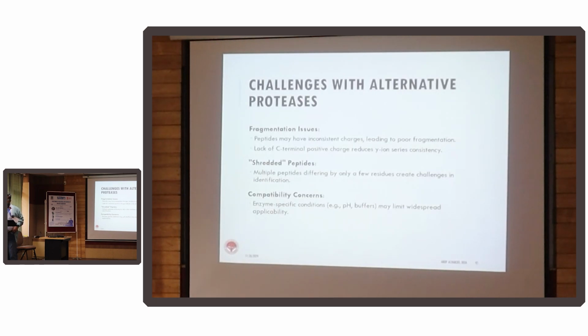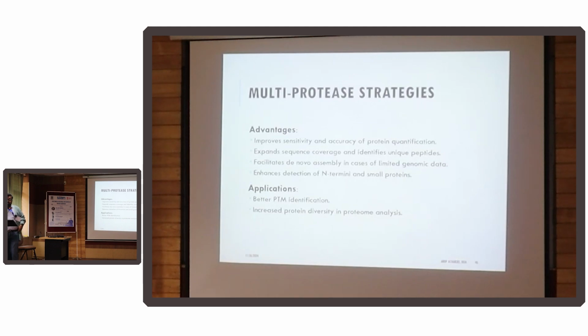another protease in conjunction. What it does is improve sensitivity and accuracy of protein quantification, expand the sequence coverage, identify unique peptides, and facilitate de novo assembly. One of the biggest advantages is that it can also help you in better PTM, or post-translational modification, identification, and of course increased protein diversity. Usually what has been observed is that when you use multiple proteases, you have better proteome coverage. But in most cases, trypsin is good.